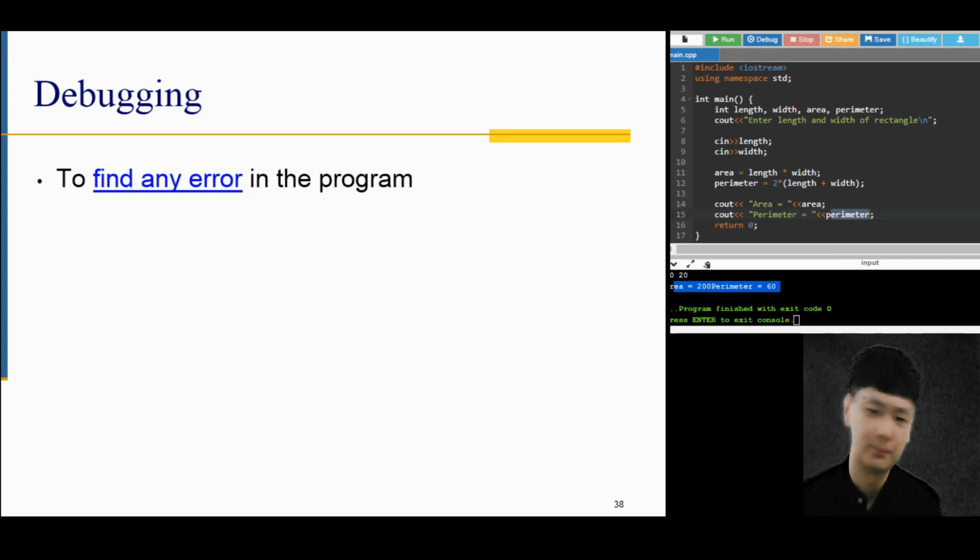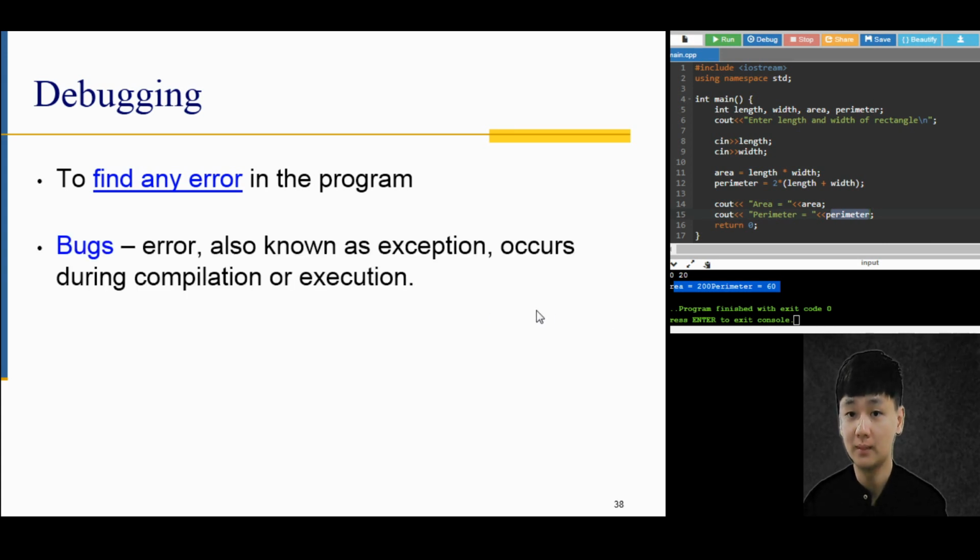So one of the criteria that a programmer needs is debugging. Debugging is a process to eliminate the errors in the program. So in the programming world, we always refer to the error or the mistake as a bug. By definition, a bug is an error, also known as an exception, that occurs during compilation or execution. So you as a programmer, your role is not only to write a program, but you need to find the bug and catch the bug to solve the errors.